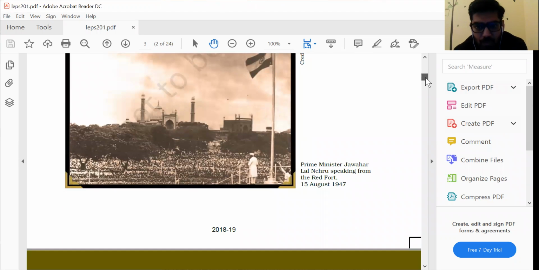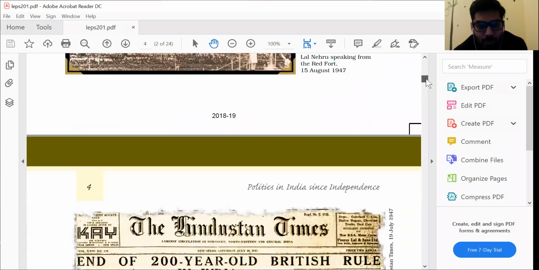Now here is Jawaharlal Nehru, the first Prime Minister of our country, giving his historic speech from the ramparts of the Red Fort on the 15th of August 1947. That's the Jama Masjid in the background, and see the huge crowd that has gathered here to listen to the first Prime Minister of India.